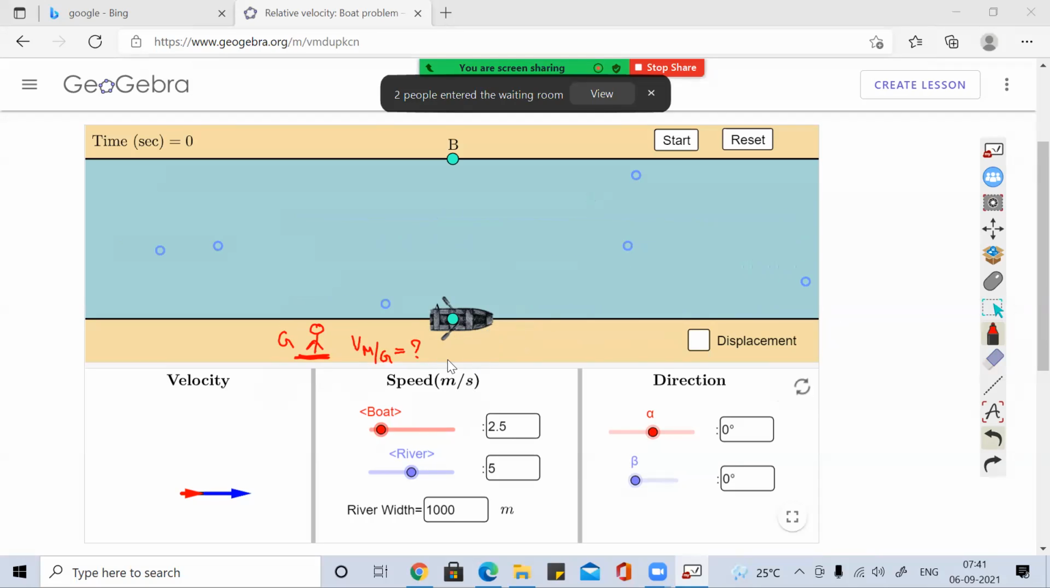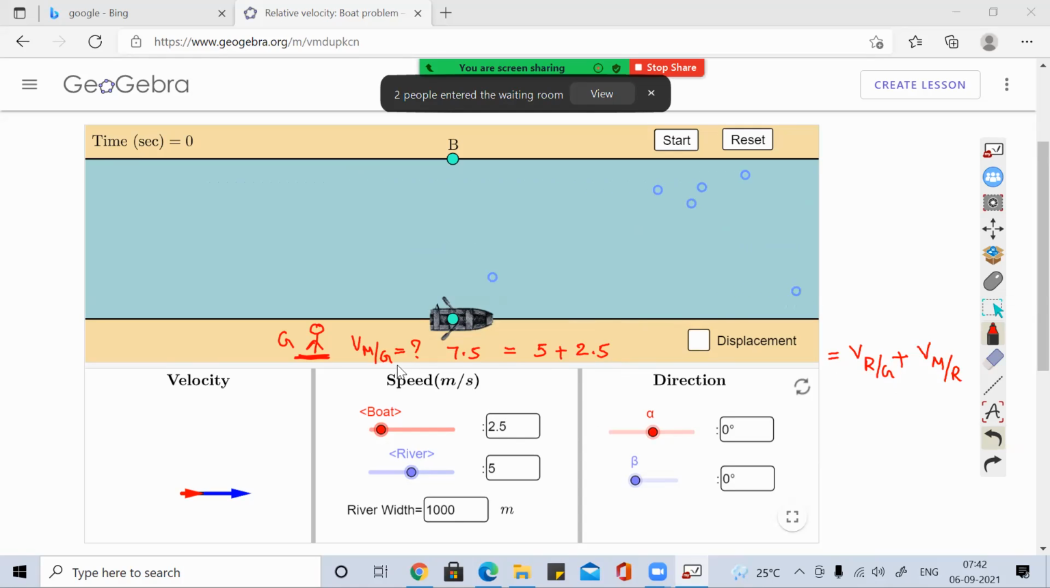Sir, 7.5, sir. How did you get 7.5? Sir, by adding velocity of man with river and velocity of river, sir. The 7.5 is coming from 5 plus 2.5. Correct or not? Okay. So, what is 5 basically? 5 is called the velocity of river with respect to ground. What is 2.5? Velocity of man with respect to river.